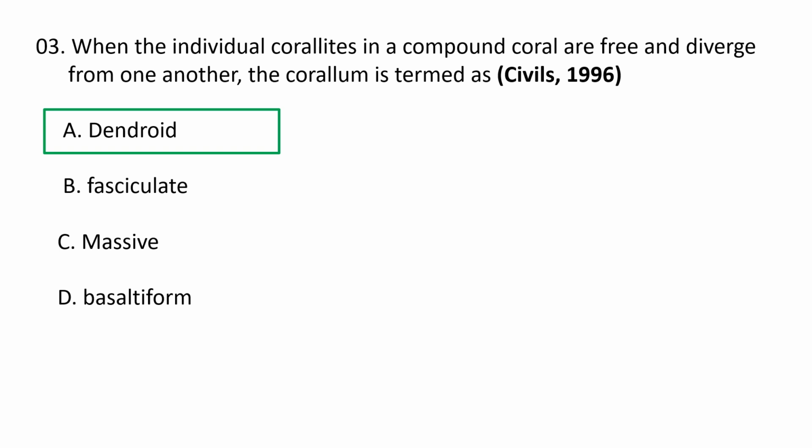When the individual corallites in a compound coral are free and they diverge from one another, then the corallum is termed as dendroid. And when they are parallel to one another, it is known as fasciculate. And if the corallites are in contact with one another, owing to the growth pressure, the corallum is termed as massive. So here the question given is when the individual corallites in a compound coral are free and diverge from one another, then the corallum is termed as dendroid. A is the correct answer.